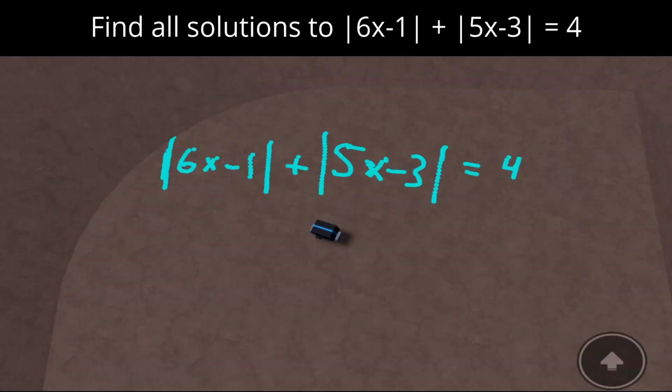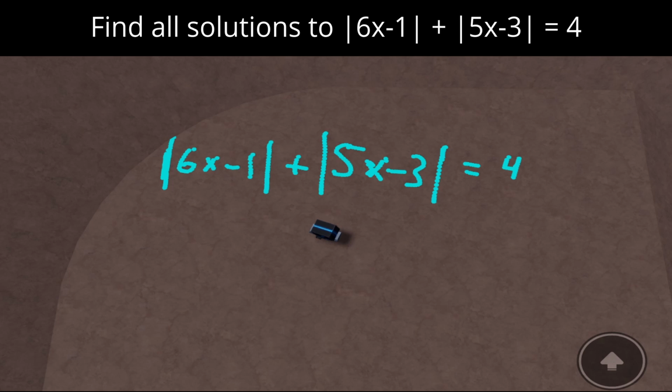This equation says the absolute value of 6x minus 1 plus the absolute value of 5x minus 3 is equal to 4. What in the world do I even do here? There are two absolute values to work with. What you have to do is consider all possible cases, and when there are two absolute values, there's a different way to think about the possible cases.